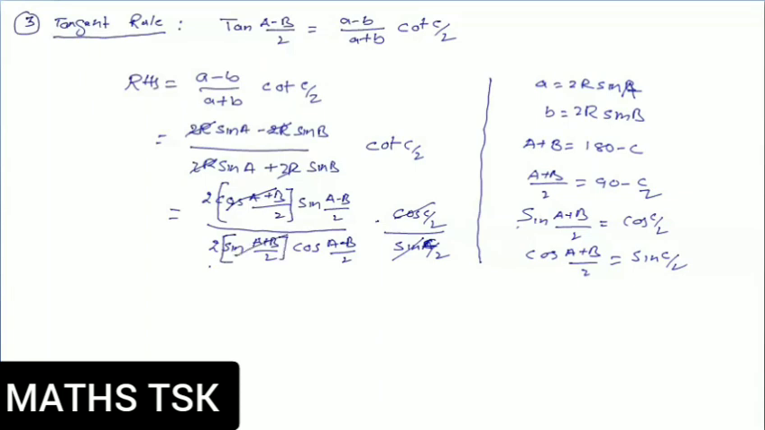I cancel these two terms, therefore 2 gets cancelled here, so remaining is tan of (A minus B)/2, isn't it? Cos C/2 is sin of (A plus B)/2. Since these two things are equal, I cancel these two terms. Okay, right.